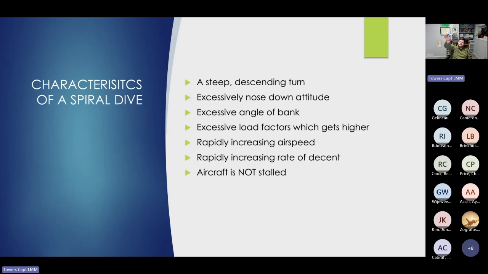So generally what happens in a turn, you need to make sure that you're using roll and your yaw, but also pitch to pick up your nose, because as you turn, your nose will tend to drop. So you'll want to pick up your nose. What happens in a spiral dive, though, is you've turned too steep and you've let your nose drop.